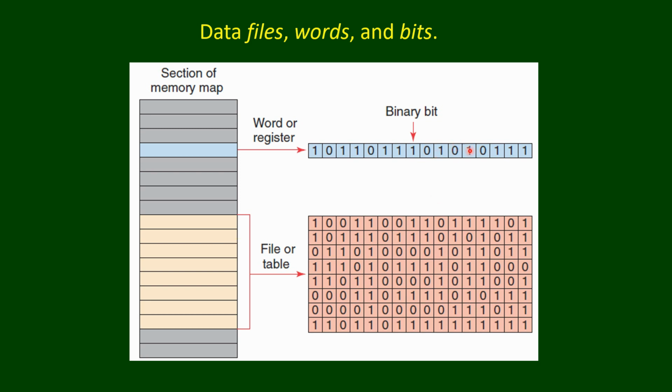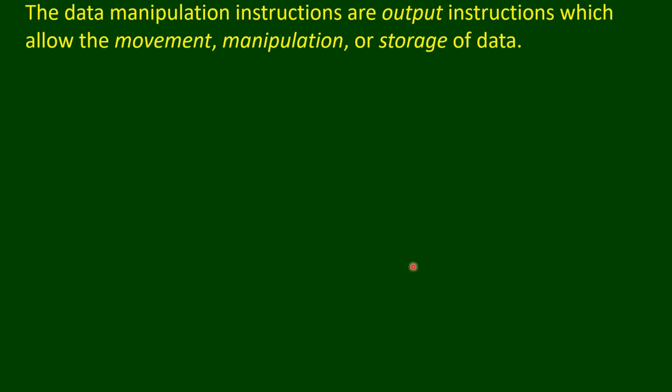So when we say word, only in one register the changes can happen. It is also possible to change only a single bit as well. But anything related to data file operation means that the whole file can be manipulated with one instruction. So data manipulation instructions are the output instructions which allow the movement, manipulation and storage of the data.